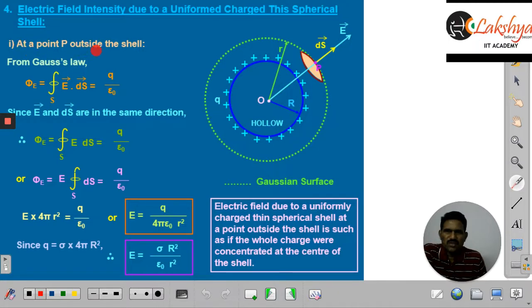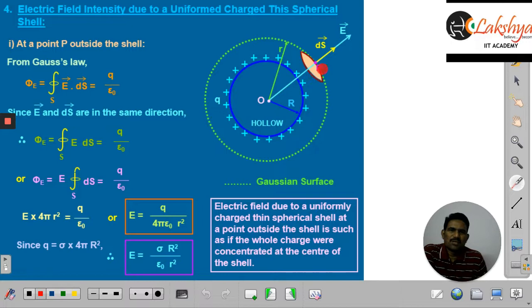So first we are calculating at a point outside. This is a spherical charge distribution, that means a spherical shell having charge q. Now we need to calculate the field at a distance r from the center, so we are taking this dotted line as our Gaussian surface.